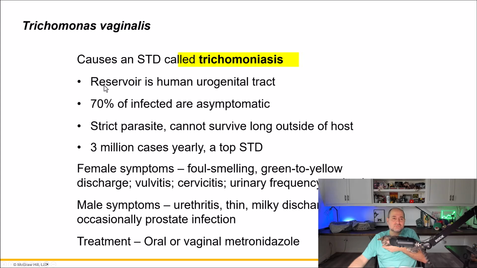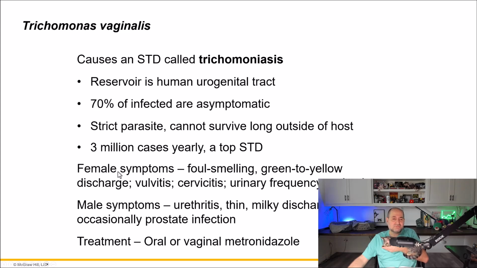The reservoir, remember, reservoir means where you normally find this creature. The reservoir is the human urogenital tract. 70% of infected people are asymptomatic. It is a strict parasite, which means this creature cannot survive for long outside of the host. There are 3 million cases yearly, so it's one of the top STDs.